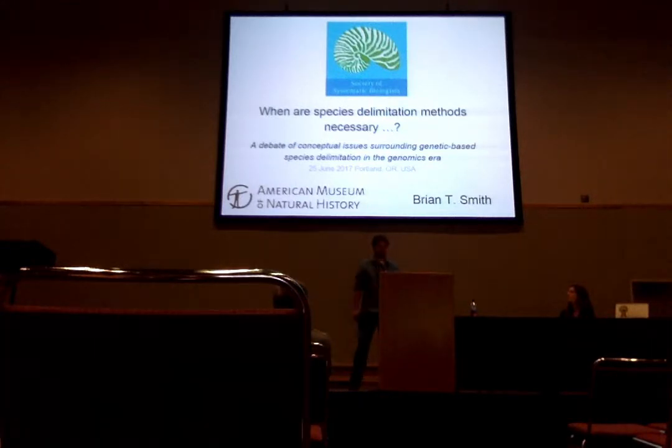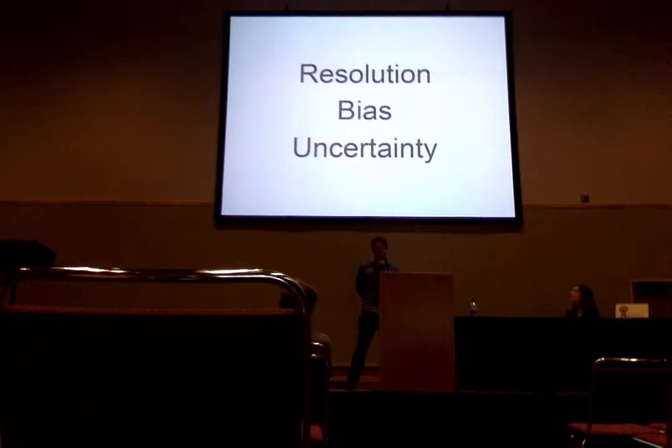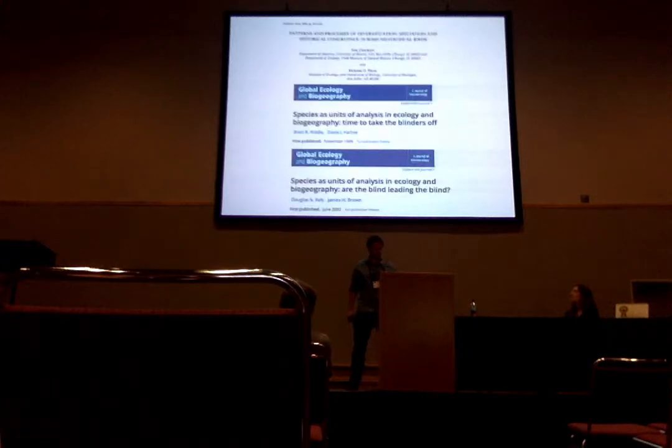We've had various discussions about the application of species delimitation methods for a range of purposes. So I'm going to focus on three issues: resolution, bias, and uncertainty, and how species delimitation, specifically through the multi-species coalescent, can help better resolve these specific issues.